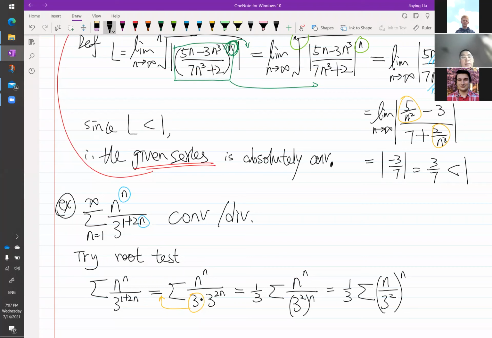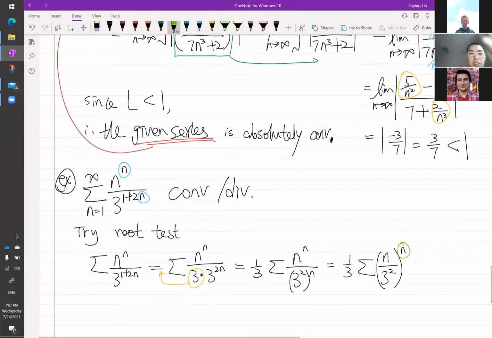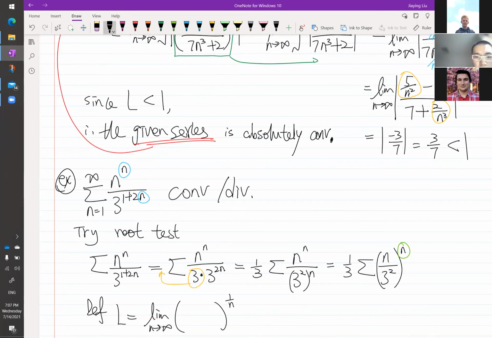Now I have something raised to the power of n. When I apply the root test, this exponent will cancel with the nth root. That's just the preparation work. Now let's try the root test. We're going to define L, which is the limit as n goes to infinity of the nth root. This time I'm going to use this notation, something raised to the 1 over n.